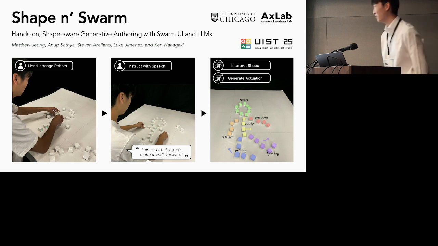Hello, everyone. My name is Matthew. I'm a senior at the University of Chicago and also a member of the Actuated Experience Lab. And today I'm really excited to present Shape and Swarm, hands-on shape-aware generative authoring with Swarm user interfaces and LLMs.